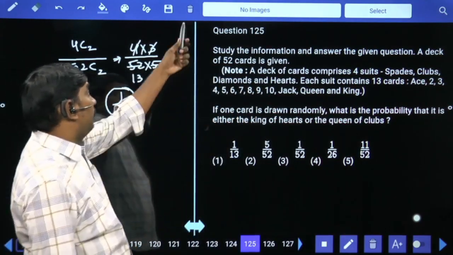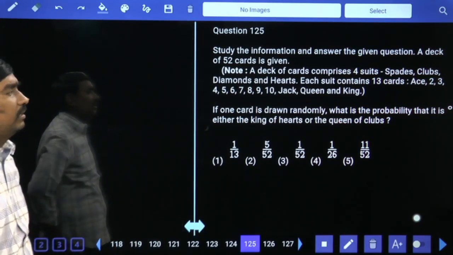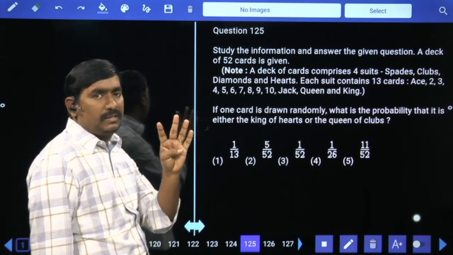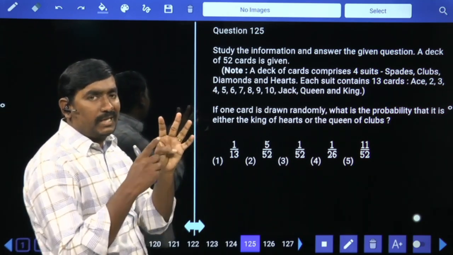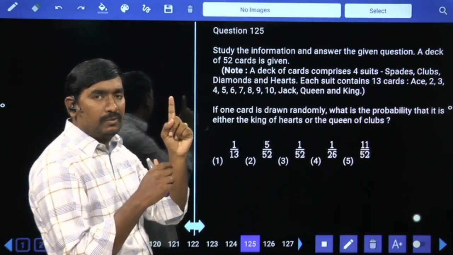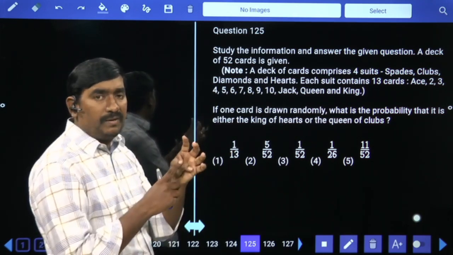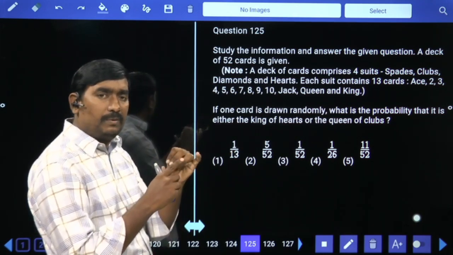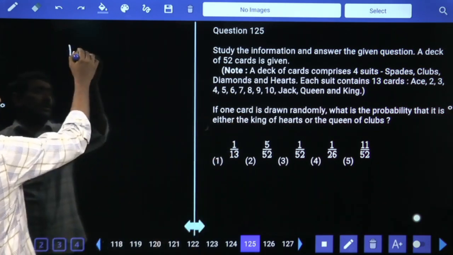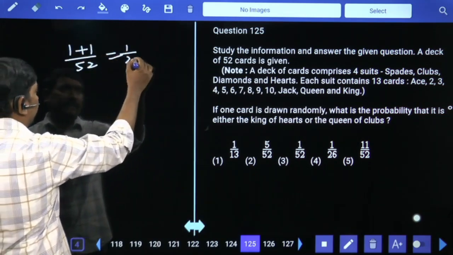One card is drawn randomly. What is the probability that it is either the king of heart or queen of club? King cards are 4: diamond king, heart king, spade king, club king. So heart king is only one card. Like this, queen also: diamond queen, heart queen, spade queen, club queen. So club queen also one card. So 1 plus 1 out of 52. 2 by 52 means 1 by 26.